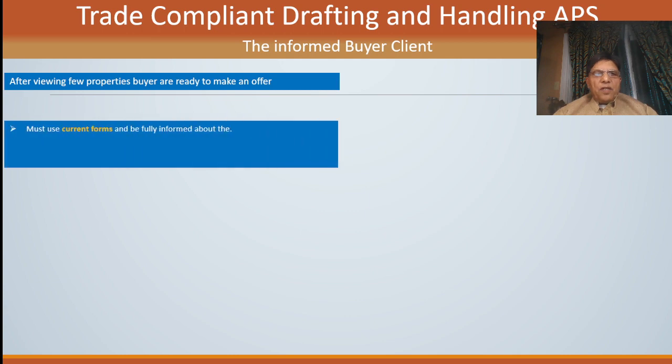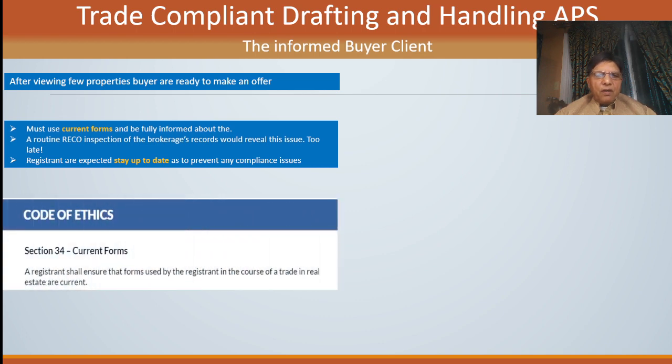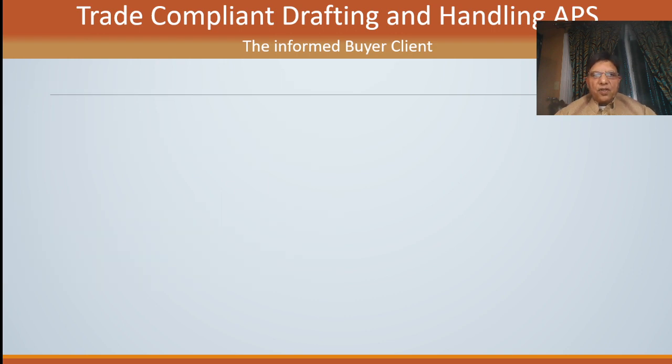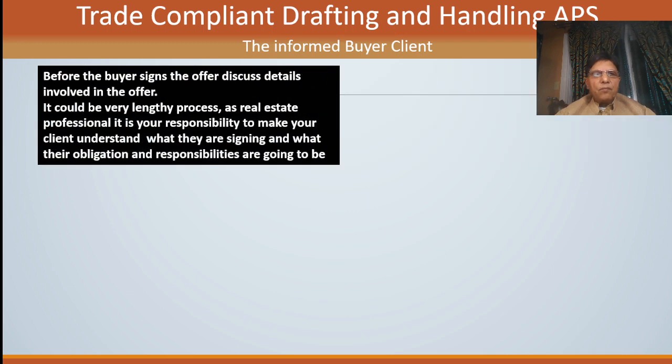After viewing a few properties, you must use the current forms. A RICO inspection can put you in trouble, and the registrant shall ensure that the forms used by the registrant in the course of a trade in real estate are current. That is your responsibility. That's why, again, I'm displaying this for you, so that you know how important it is to use the current forms.